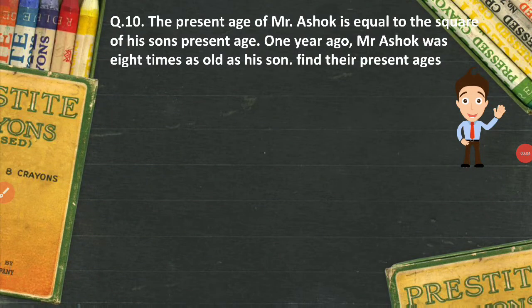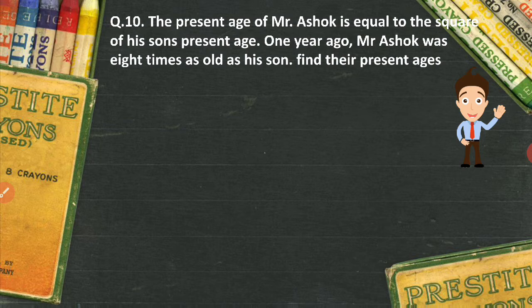Today we're going to solve another problem from the chapter Quadratic Equation, and this is with regards to age problem. Okay, so the question is: the present age of Mr. Ashok is equal to the square of his son's present age. 1 year ago, Mr. Ashok was 8 times as old as his son. Find their present ages.